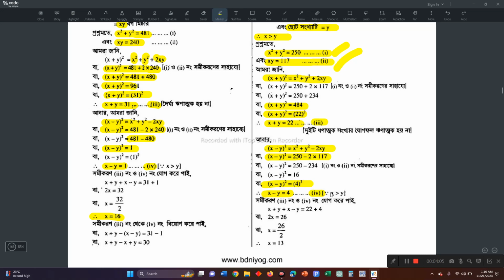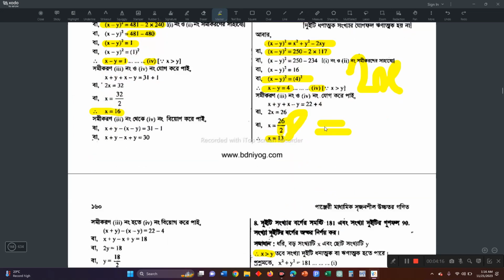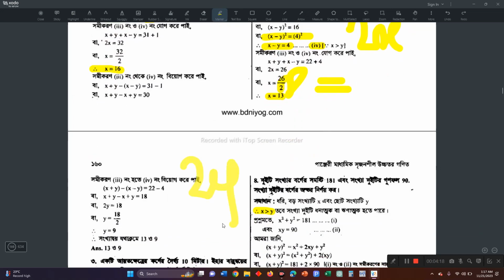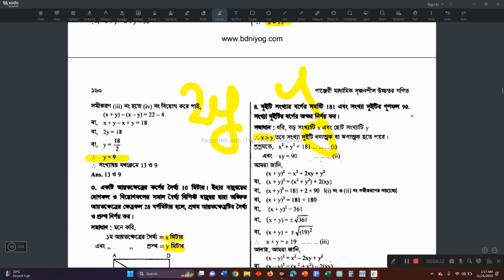Adding these two equations, we get the value for 2x and then the value for x, and that is 13. Subtracting equation number 4 from equation number 3, we get the value for 2y and then for y, and that is nothing else, 9. So the two positive numbers are 13 and 9.